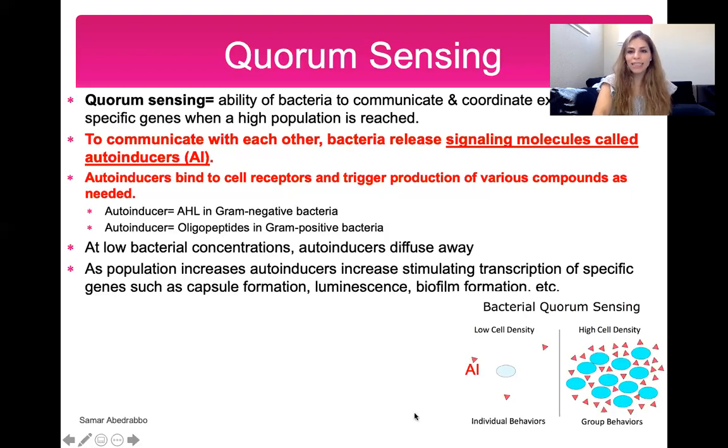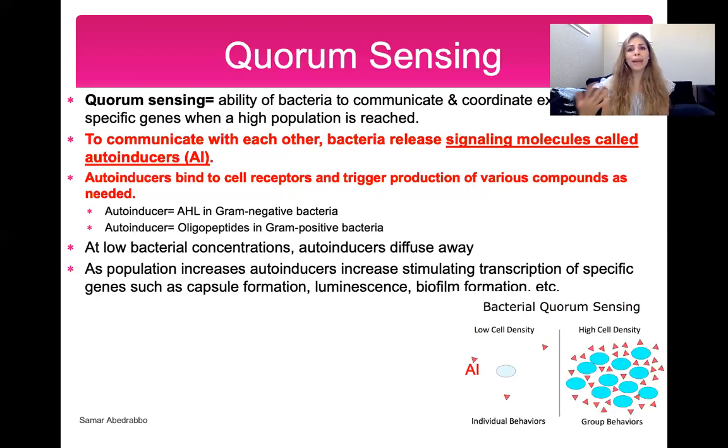So quorum sensing is when bacteria communicate with each other and release these signaling molecules called autoinducers, and then autoinducers go on and bind to cell receptors and cause the cells to do something. A lot of times quorum sensing or communication can lead to bacteria forming biofilms. Biofilms are these communities of bacteria that stick to each other. And for bacteria, it's really good.